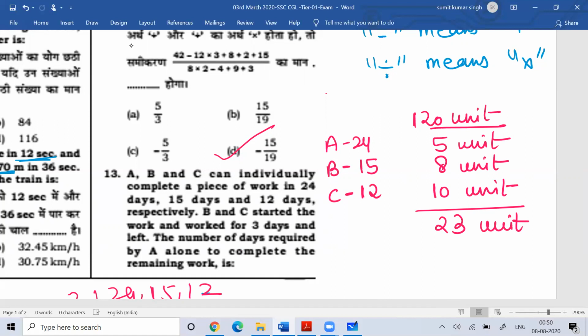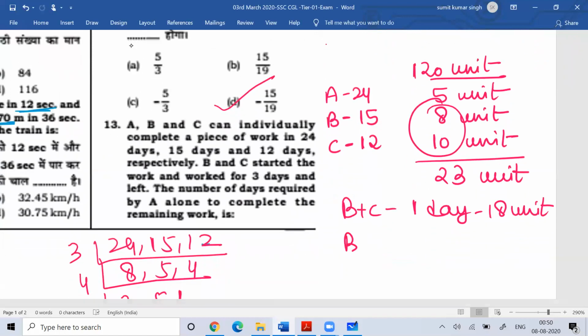So in 1 day, B and C do 18 units of work, as you can see. And they work for 3 days. So in 3 days, B and C will do 54 units of work.